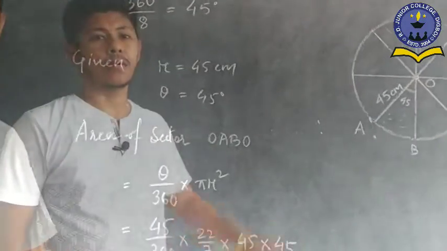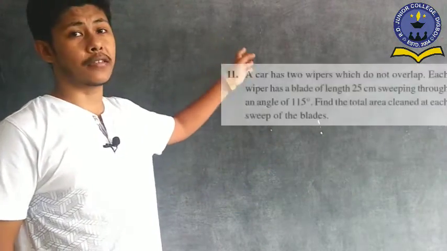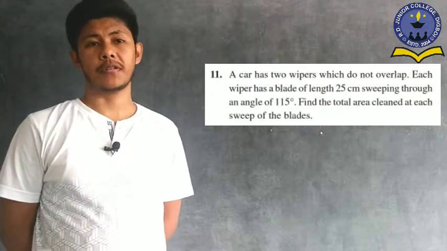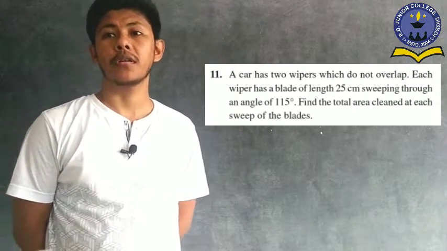Is it clear? So the next question, as you see mentioned here: a car has two wipers which do not overlap.